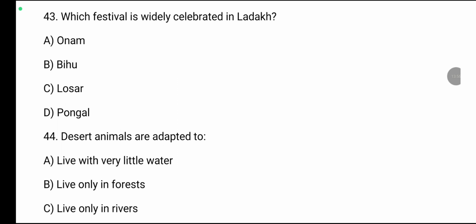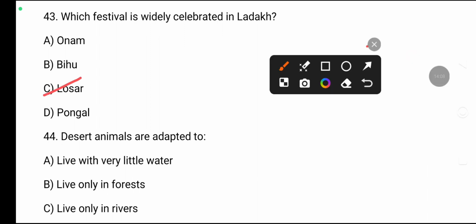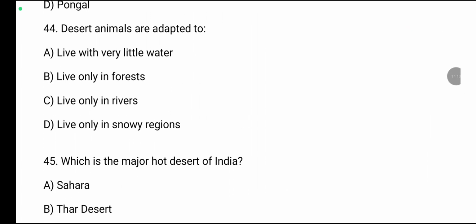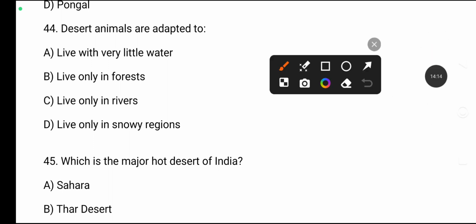Okay. Now moving on to question 43. Which festival is widely celebrated in Ladakh? Onam, Bihu, Losar, Pongal. Answer will be Losar. Answer will be C. Okay. Moving on to another question. Desert animals are adapted to dash. Live with very little water, live only in forest, live only in river, live only in the snow region. Live with very little water.